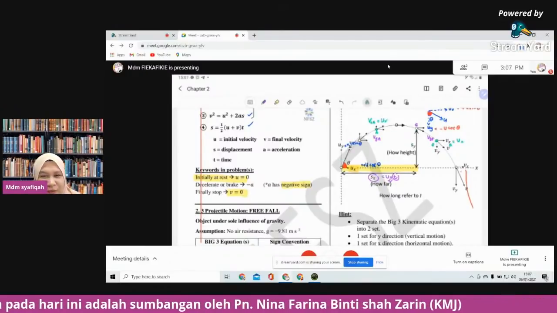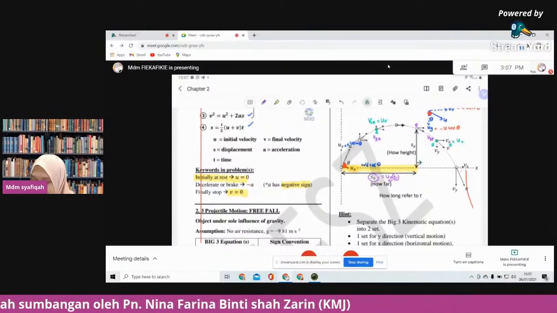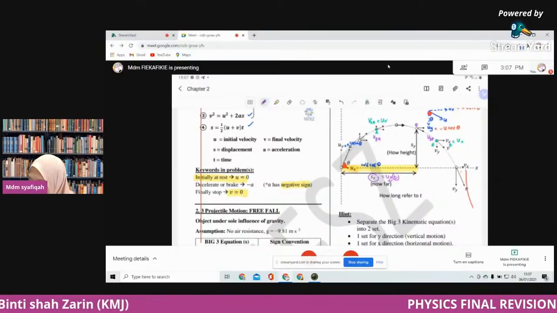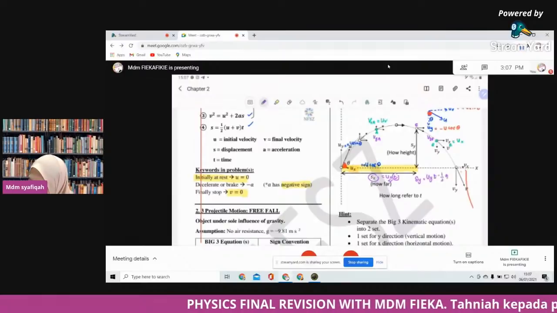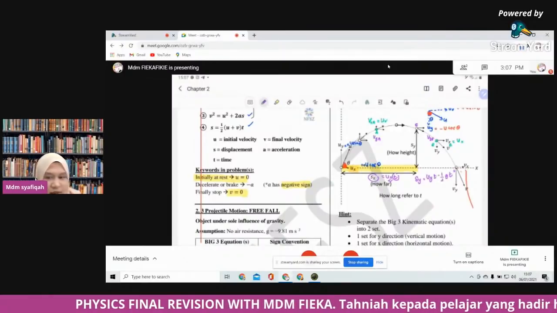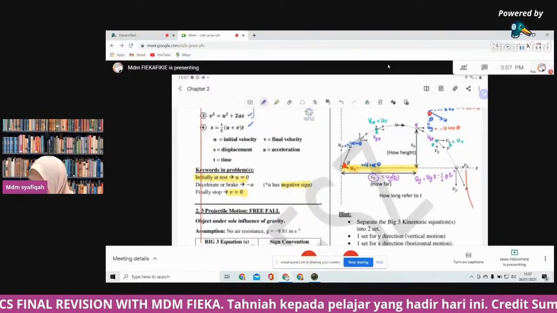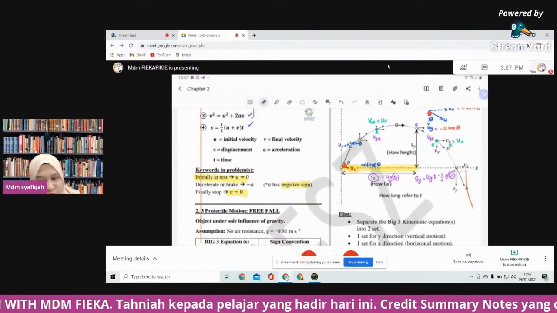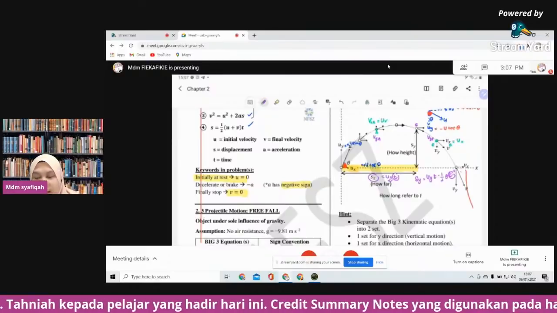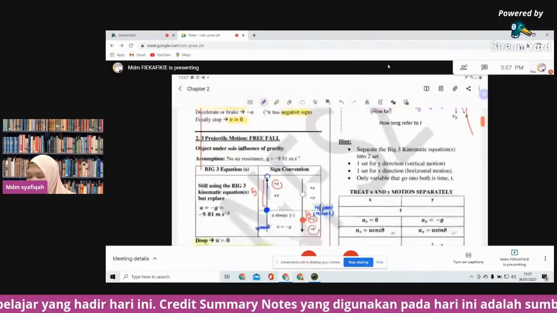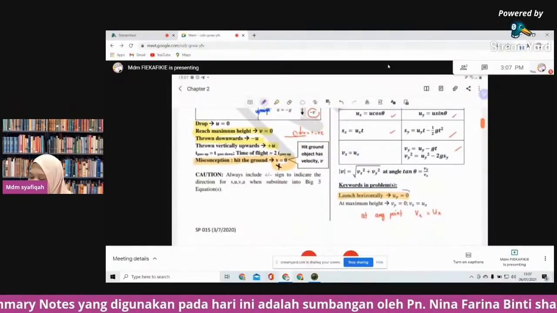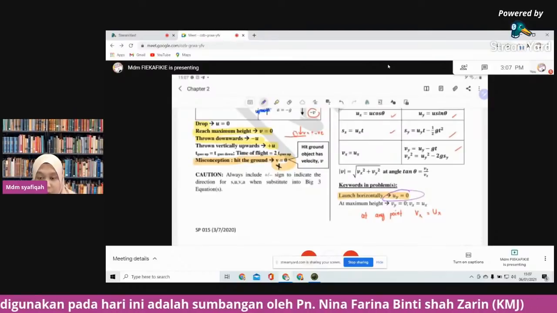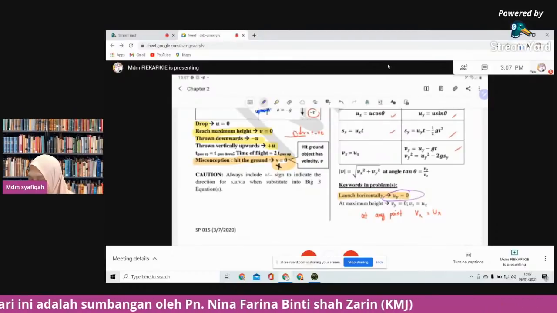So kita pergi pada Sy kita. Tengok sini. Sy, tengok maklumat soalan bagi, mesti boleh pakai. Where Sy is equal to Uyt minus half gt squared. Boleh? So kat sini bolehlah cari time. Uy, tengok soalan bagi tak Uy. Dia projected horizontally ke tidak? When the question states that the object is projected or launched horizontally, automatically Uy must be equal to 0. Boleh? Alright, good.